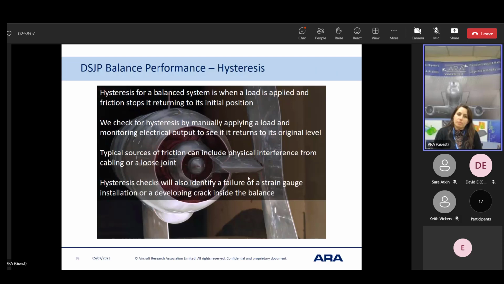So hysteresis is when you apply a load and friction prevents it from going back to its initial position. So you apply a load manually by hand, take the load off, and then check the electrical output to see if it has returned to its original value. Typically, friction can be due to wireways, cabling that goes from live to earth on the balance, or an issue with the balance joint, the attachment to the balance. We can also identify failures of the strain gauge when we do these hysteresis checks.